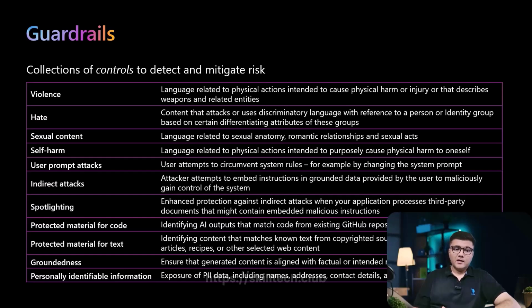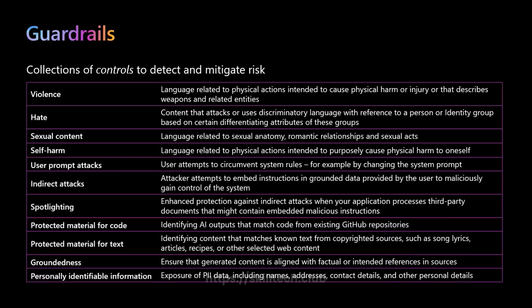If you have things like user prompt attacks or indirect attacks, which are trying to override some kind of system configurations, any such unknown attacks are going to be blocked with this. We can also use spotlighting, which enhances your protection against indirect attacks when your application processes third-party documents that might contain embedded malicious instructions. Any such malicious instructions, or anyone trying to get malicious control over your generative AI, we try to mitigate using guardrails.